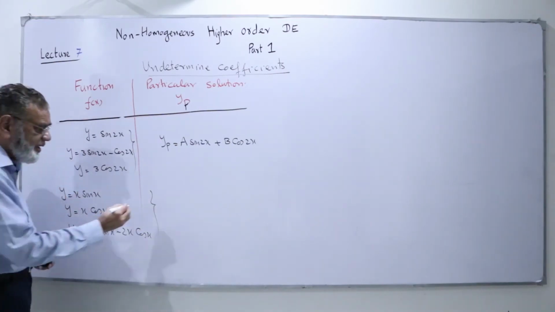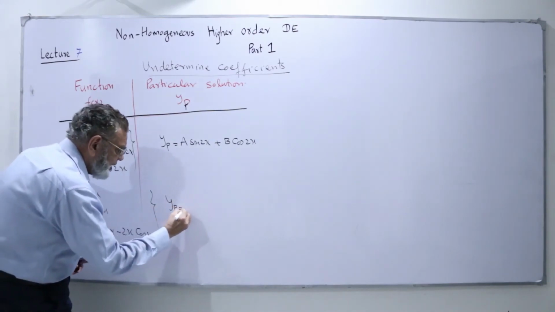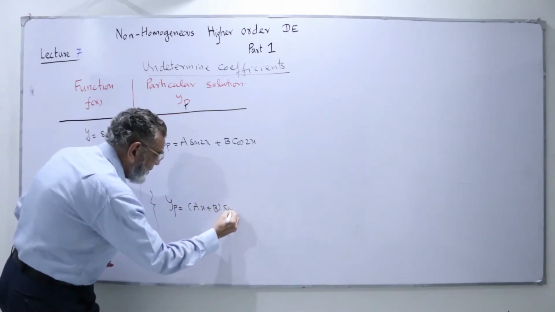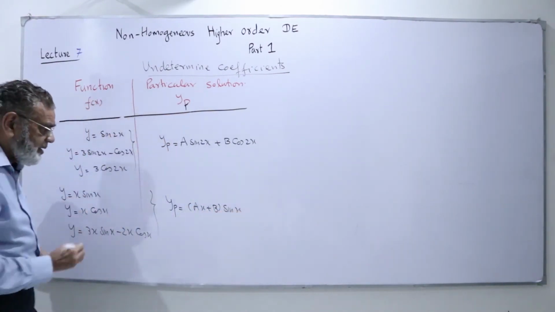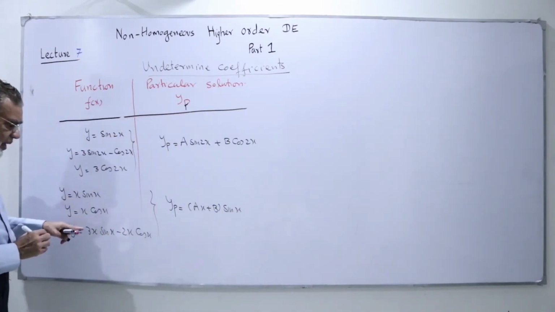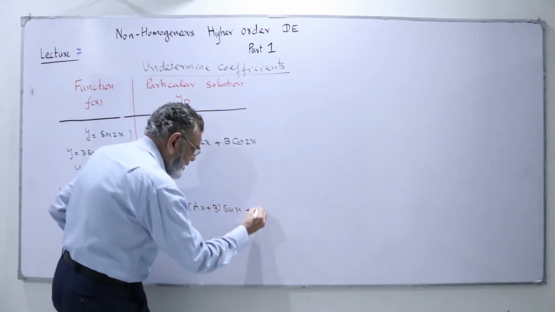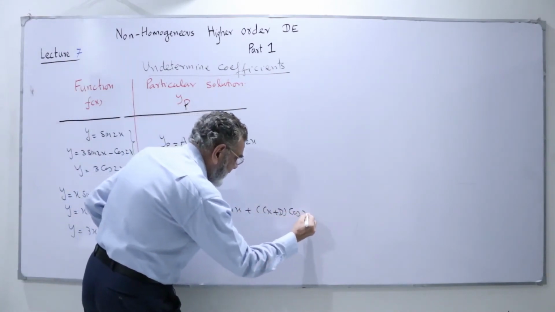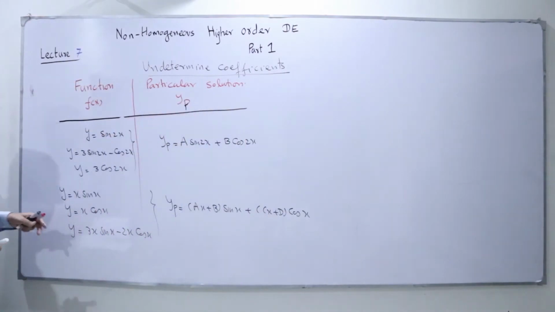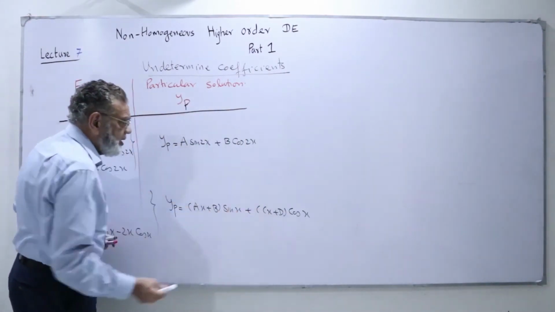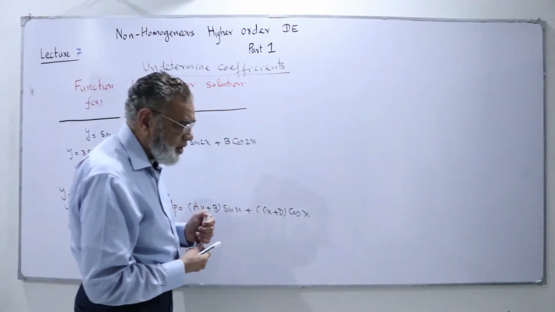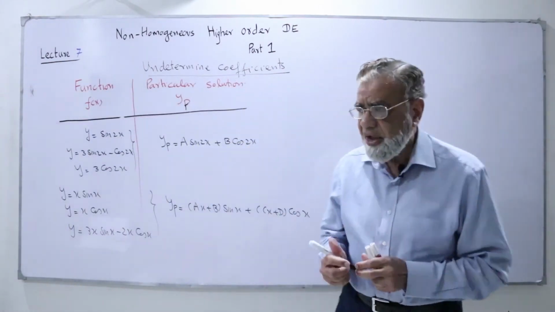Now the yp will change, and yp will be (ax plus b) sine x, where this comes from the polynomial of degree 1, plus (cx plus d) cosine x. So that's the idea. Similarly, for a second degree polynomial we get coefficients a, b, c, d. These are the coefficients. We say undetermined coefficients, and we substitute in the differential equation and find the solution.